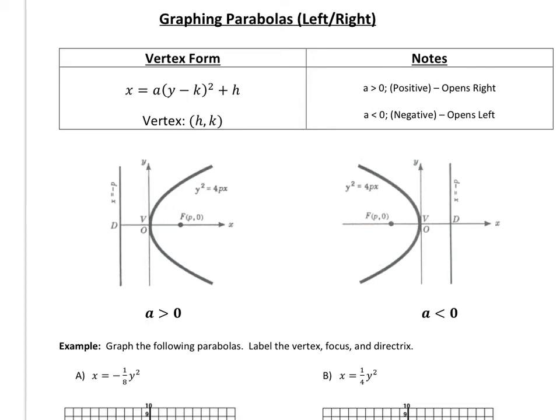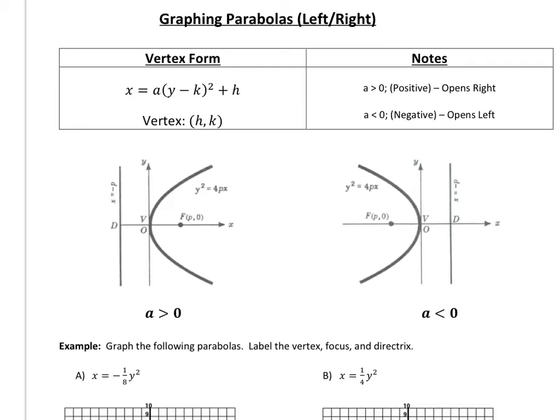Okay, this lesson is on graphing parabolas that go left and right. Unlike parabolas that go up and down, which are actual functions, which means you could use your graphing calculator to do a lot of this and find a lot of the points that way. Unfortunately, left and right parabolas are not actually functions. So in order to graph them, you're going to need to use Desmos.